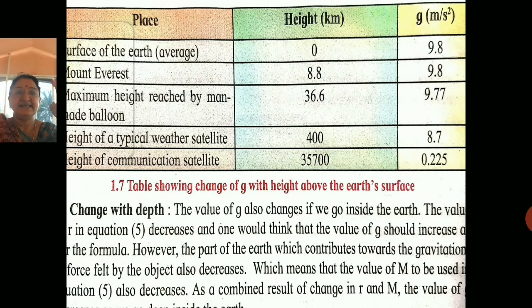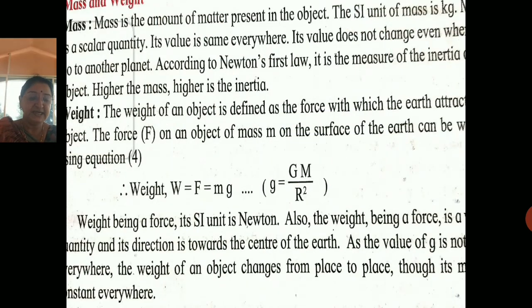So there are three conditions that affect the value of g. First, on the surface of earth, the value of g is maximum at the poles and minimum at the equator. As height above the earth increases, the value of g decreases, and inside the earth, if we move towards the center of earth, the value of g again decreases.